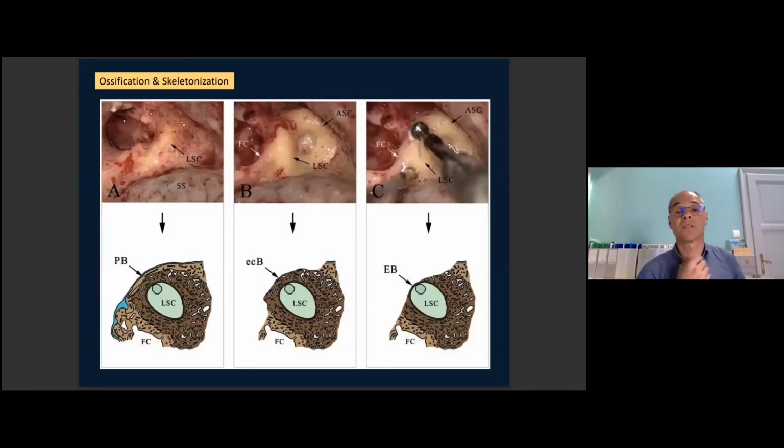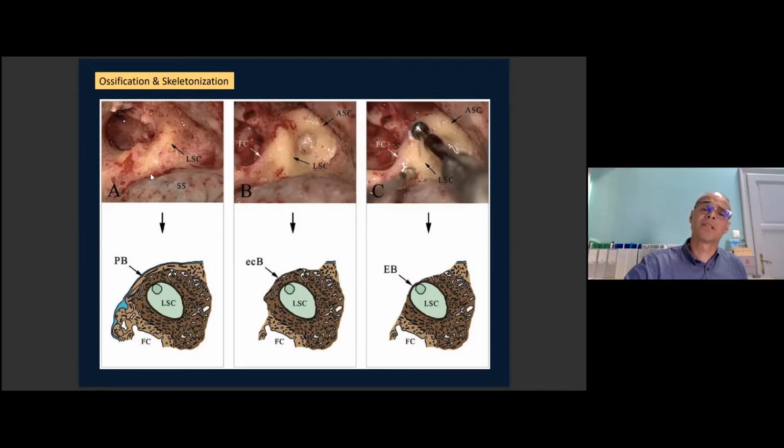How can you use this information in everyday activity? How can we make a good skeletonization? If you look at this intraoperative picture, I made a subtotal petrosectomy. I removed the superior and posterior wall of a left temporal bone.